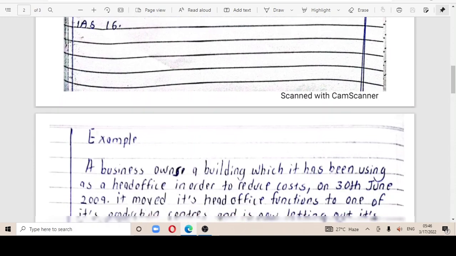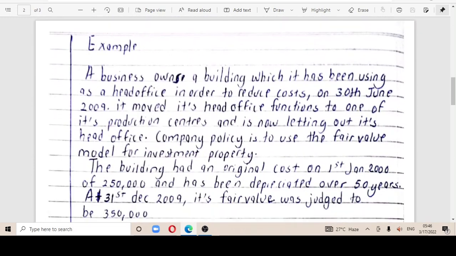Having looked at that, we can look at an example to explain more. So an example is here. A business owns a building which it has been using as a head office. In order to reduce costs, on 30th June 2009, it moved its head office functions to one of its production centers, and it's now letting out its head office.